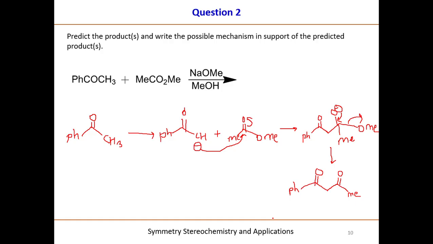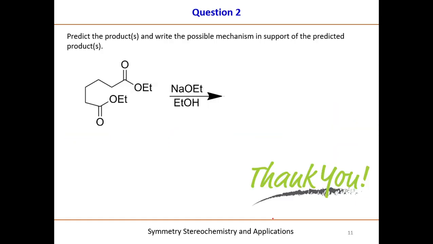Now, next and last one is this question. Here you can see that we have a diester group and because it's intramolecular, within one molecule we have both the ester groups, that's why it's named a Dieckmann reaction or Dieckmann condensation. So basically it's a cyclic Claisen condensation which is named a Dieckmann reaction or a Dieckmann condensation.